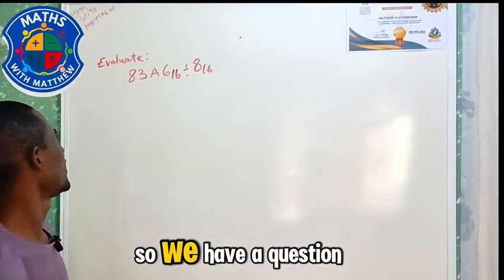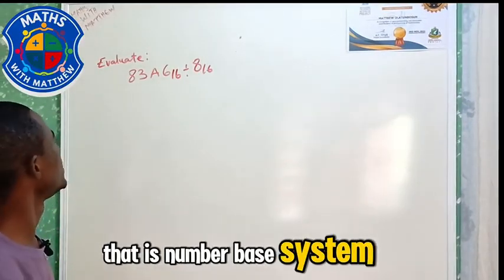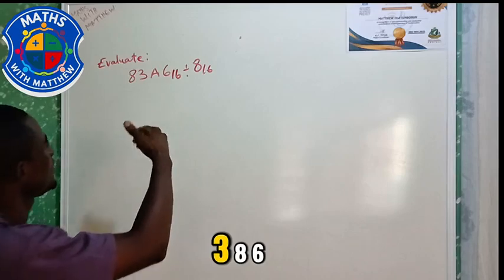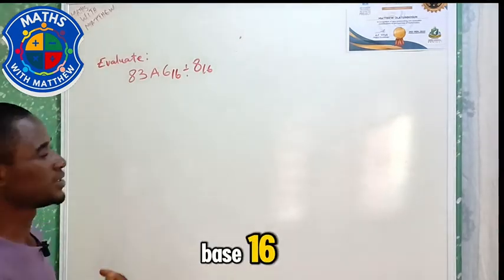So welcome. We have a question here that is number-base system. We want to deal with hexadecimal numbers, which is base 16. The question says: evaluate 8386 base 16 divided by 8 base 16. Now, how do we do this?